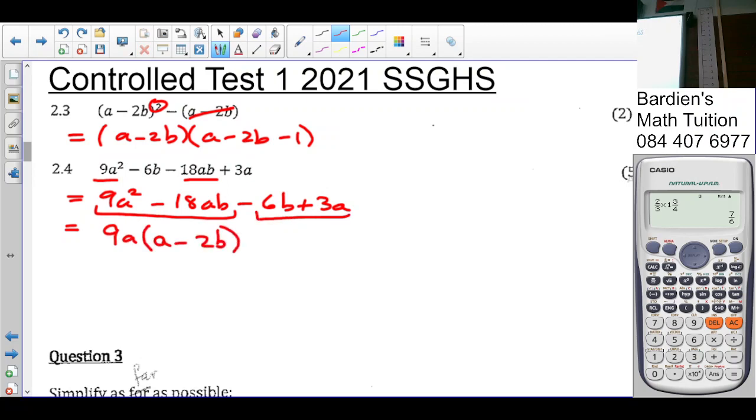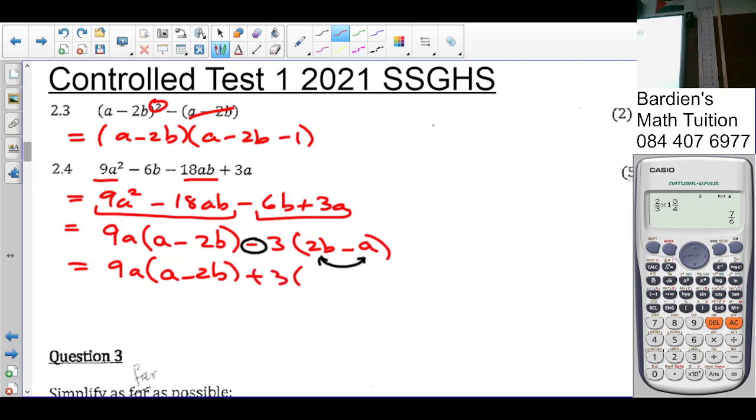What is common here? Negative 3. The first term is negative. So I'm left with 2b minus a. But is a minus 2b the same as 2b minus a? No. So what do we do? Swap around. Negative comes out, making that negative a positive. So 9a into a minus 2b plus 3 into a minus 2b.